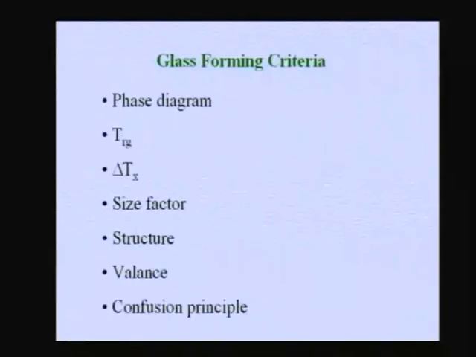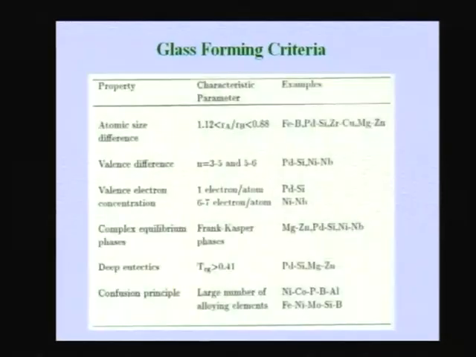Then the valence factor, and this is what you can see here. If the valence difference is greater than about 4, then you can easily get a glass. And the reverse is what we are talking of for solid solution. When the valences of A and B are very close to each other, then we can easily get a solid solution. When the valency difference between the two is large, you don't get a solid solution, and there is a chance of getting the amorphous phase or the glass.